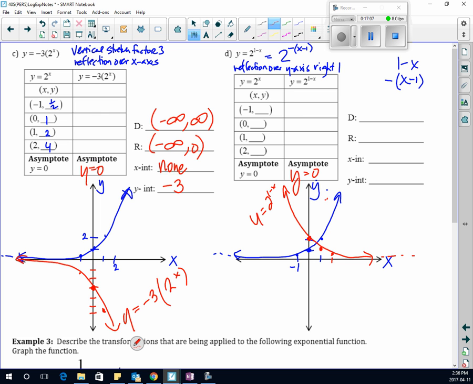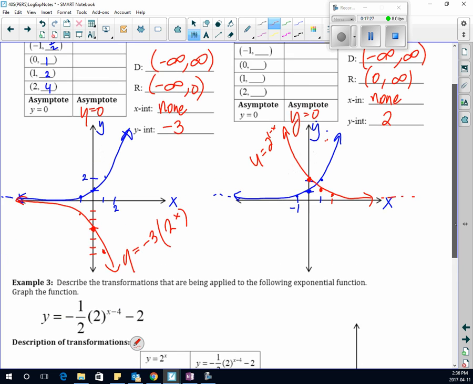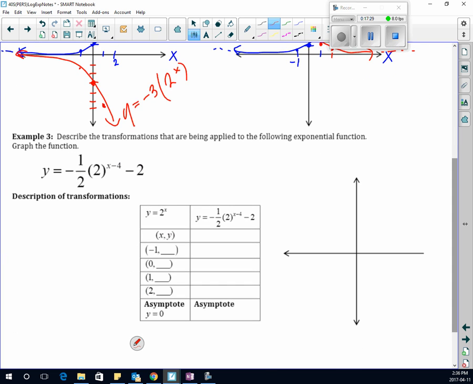What's my domain? Always and ever, -∞ to infinity. What is my range? Yeah, 0 to infinity. What's my x-intercept? None. And what's my y-intercept? Okay, so I think on yours, there's a missing negative both here and there. So just put that in. I don't know why it didn't print, so make sure we have the same thing.